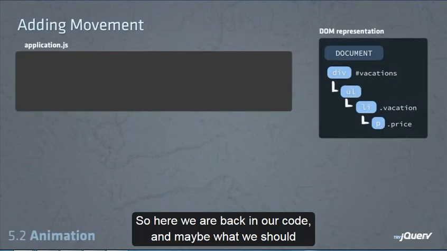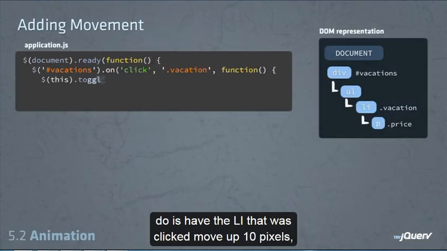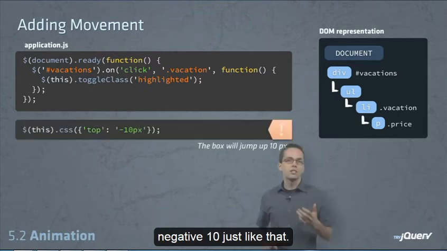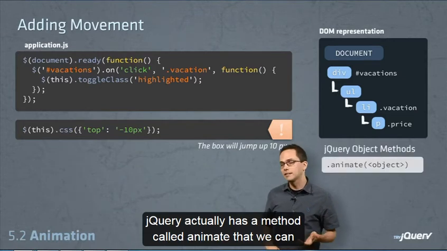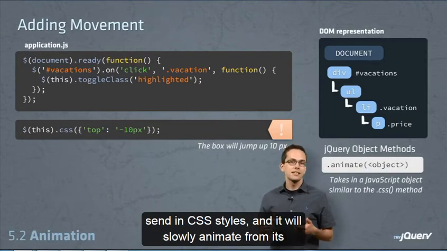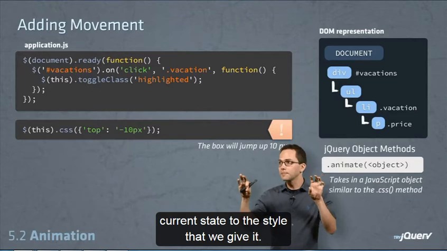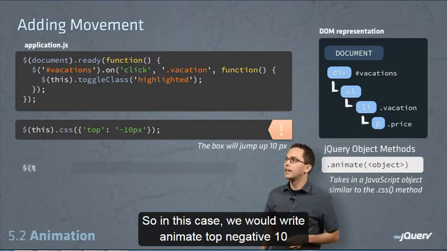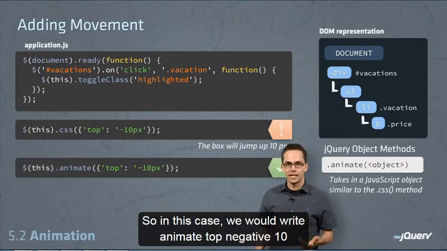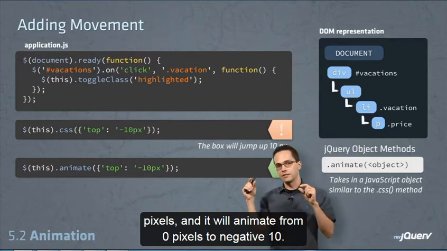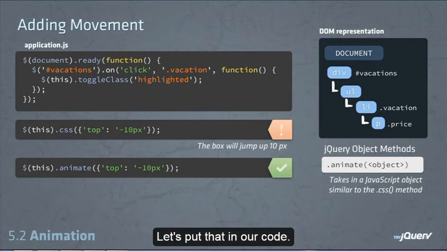So here we are back in our code, and maybe what we should do is have the li that was clicked move up 10 pixels. We've got -10, just like that. jQuery actually has a method called animate that we can send in CSS styles, and it will slowly animate from its current state to the style that we give it. So in this case, we would write animate top -10 pixels, and it will animate from 0 pixels to -10. Let's put that in our code.